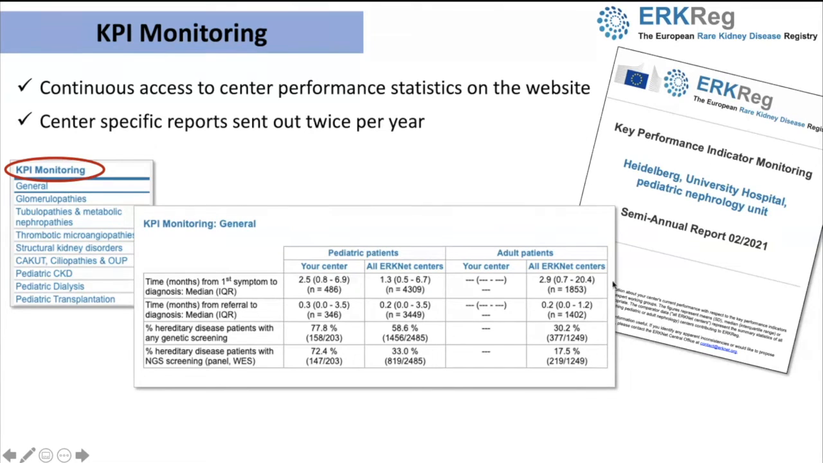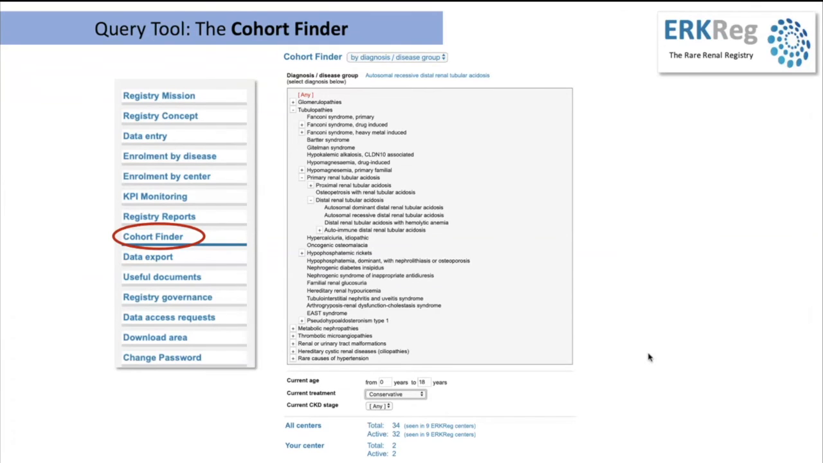So every 6 months, our registry users get this key performance indicator monitoring report for their center, including the benchmarking. And this has been welcomed, or is increasingly welcomed, by the users. Another feature that we have implemented for the users is a kind of internal query tool for the registry. We call it the Cohort Finder.